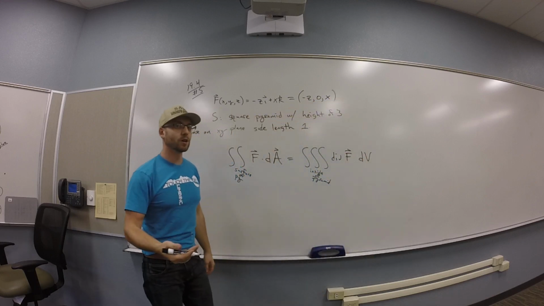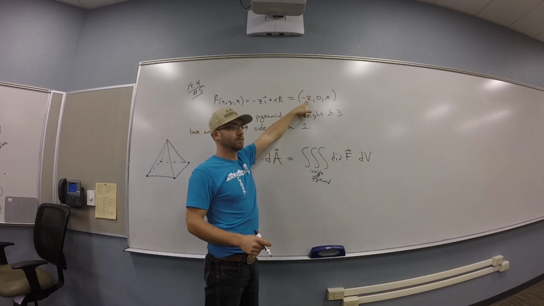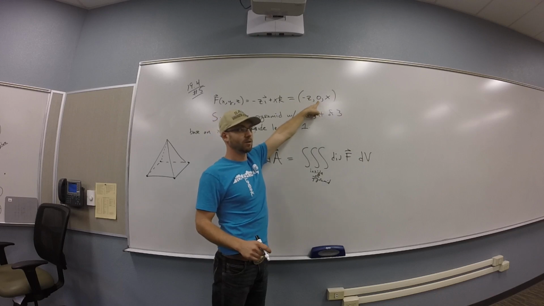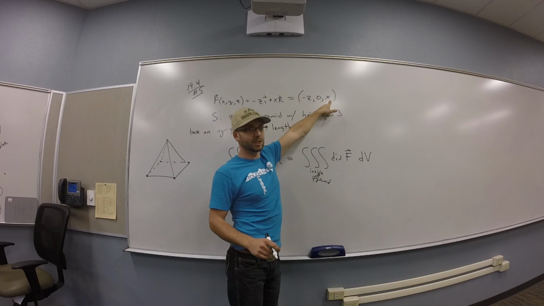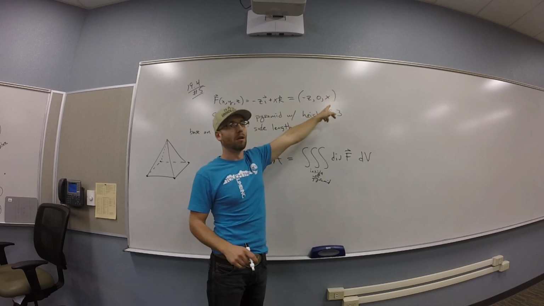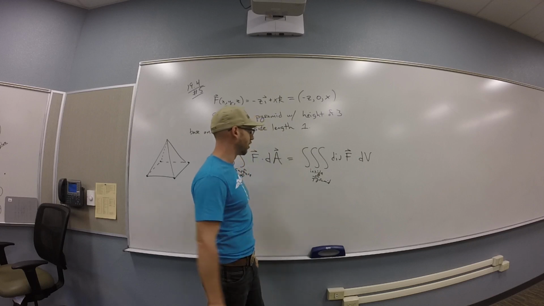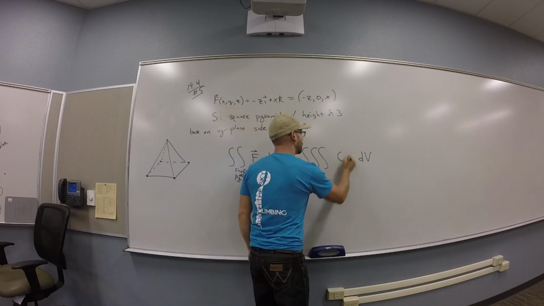And then when I take the divergence of that, I'm taking the partial with respect to x of z, which is 0. The partial with respect to y of 0 is 0. And the partial with respect to z of minus x is 0. So I got a big fat 0 out of the divergence, right? Because this whole object is 0.